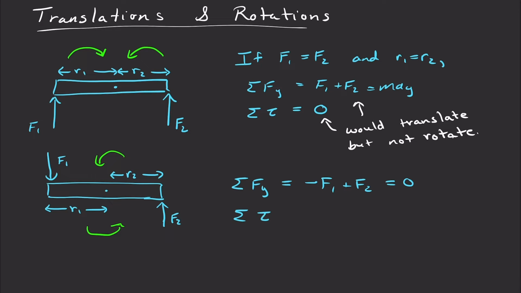If you sum up the torques, now they're going to add. You're going to have the torque from force 1 plus the torque from force 2, or R1 F1 plus R2 F2, and that's going to equal some moment of inertia of the rod about this point times its angular acceleration, since this is positive. So this would rotate but not translate.